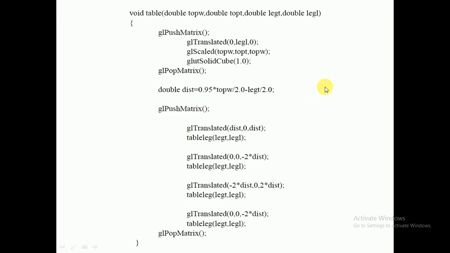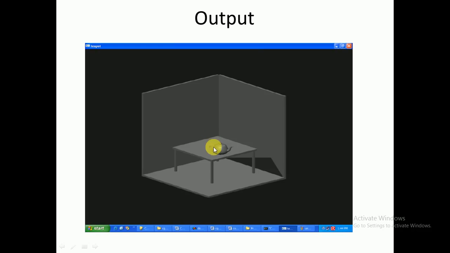Here, top width is 0.6, top thickness is 0.02, and top width 0.6 means a square. We have drawn a square like a top, right, with some thickness. Then we draw the solid with 1, right, then pop matrix, and after popping you will come exactly to the below of this, because you pushed the value at exactly the center, the table center, so you come here, right.